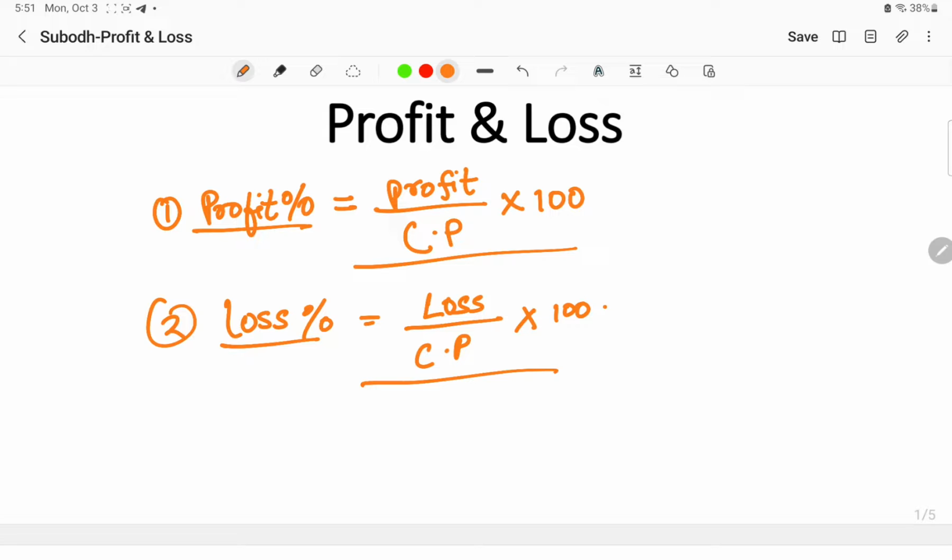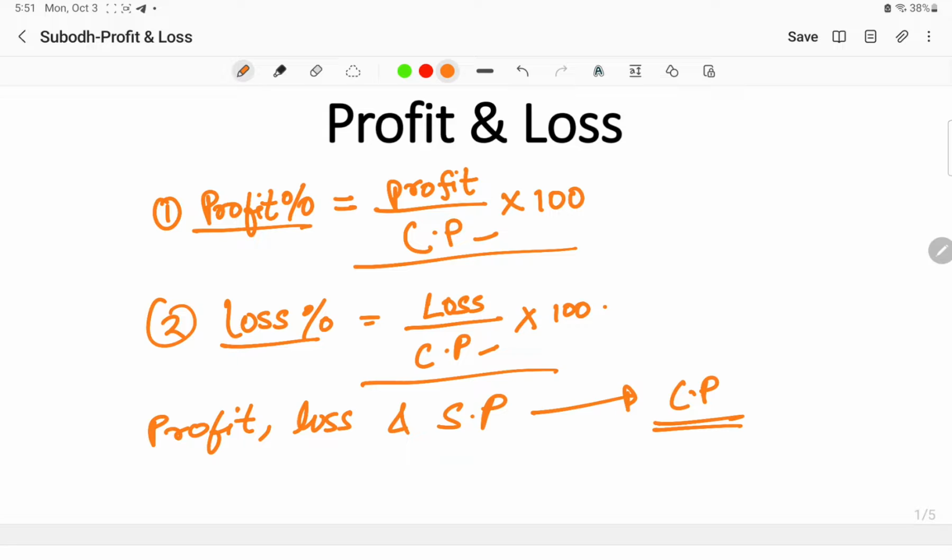Also, from these two formulas you can see that the cost price is always a reference point. So for calculating profit, loss and selling price, cost price is always a reference point. Let's understand this by taking some examples.